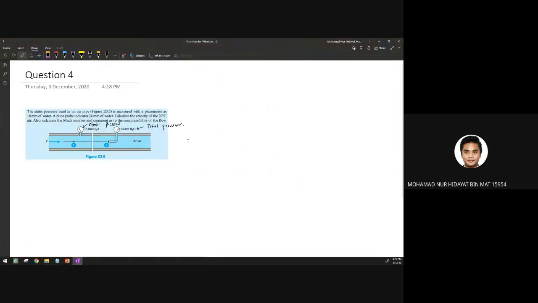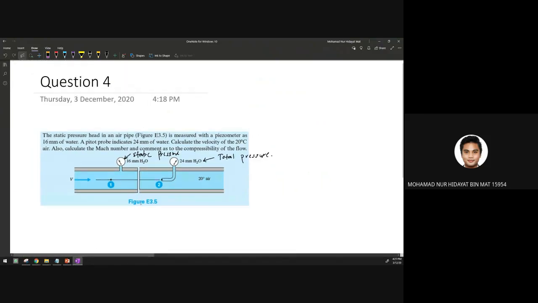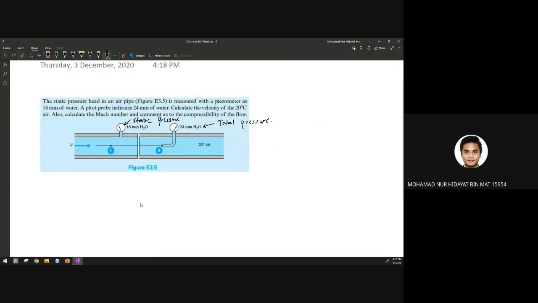So the question given, we have to analyze the question. The question is to calculate the velocity. So we highlight: calculate the velocity, calculate the Mach number, and comment on the compressibility. That means comment on whether it is compressible or incompressible. Simple. So step number 1.